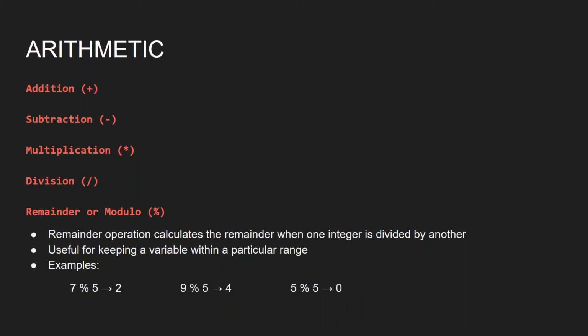So if we divide 7 by 5, it'll divide evenly once, then we'll get a decimal place. But the number that was left over that couldn't be divided evenly was 2. It's the same with 9 and 5, what couldn't be divided was 4. And when we divide 5 by 5, there is nothing left over, so it's 0.